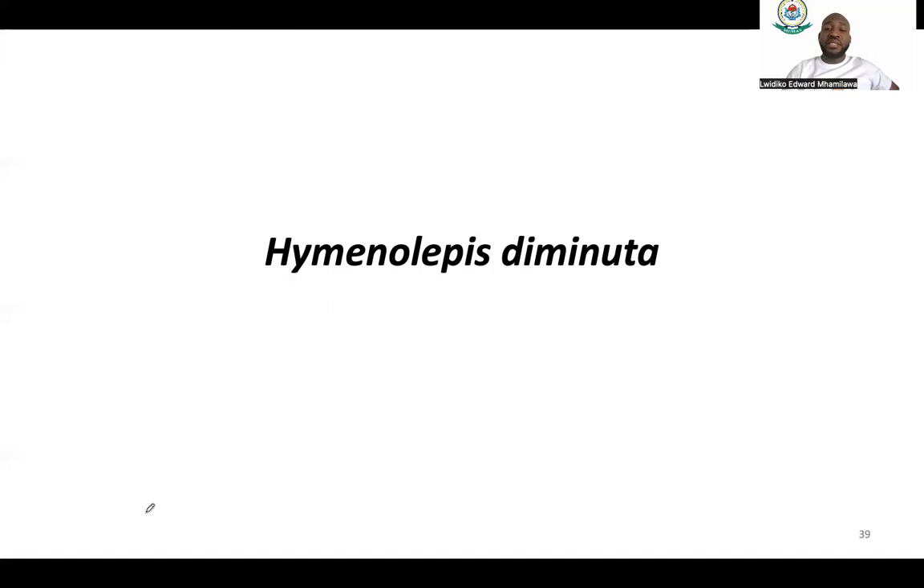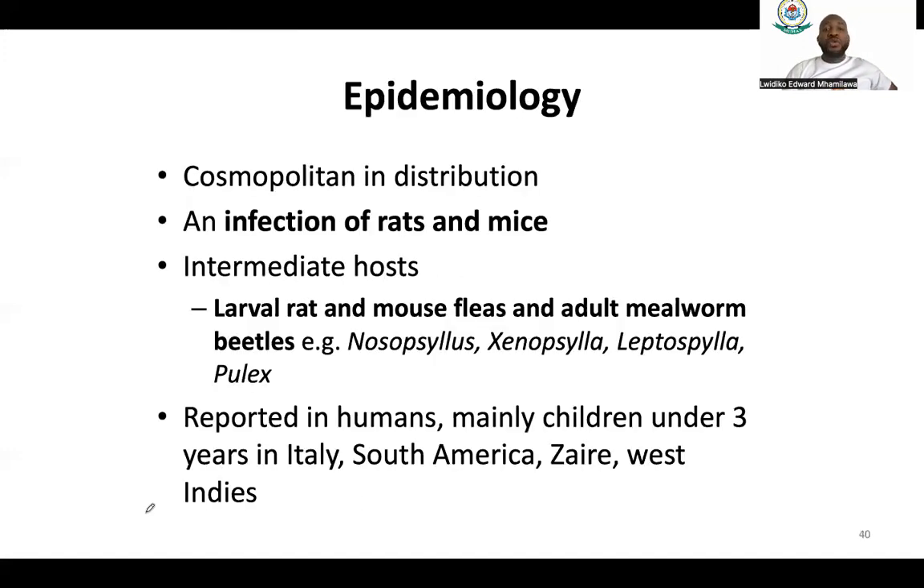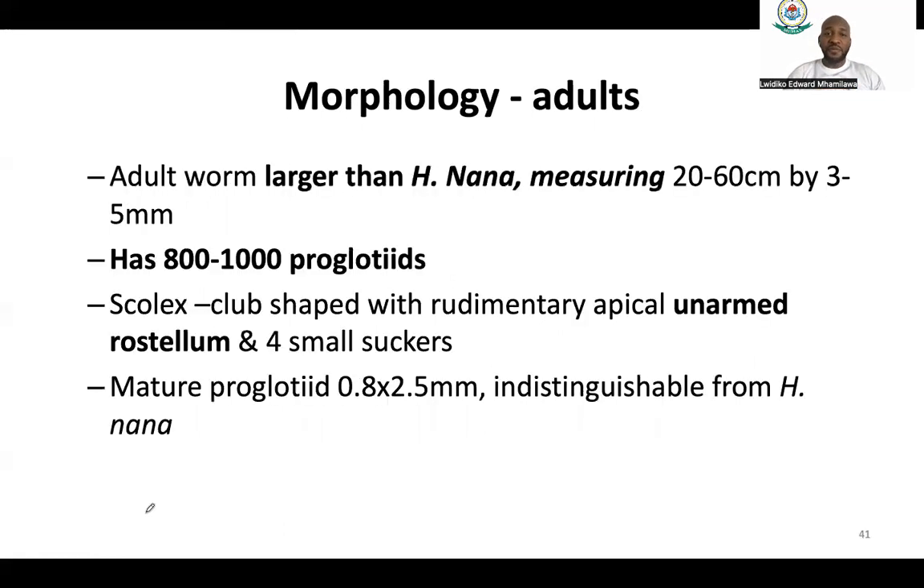Now we're into Hymenolepis diminuta, which also has a worldwide distribution, also known as cosmopolitan distribution. And the infection is also an infection of rats and mice. The intermediate hosts are fleas and adult mealworms like Xenopsylla, and these can also happen in humans. And in humans, children under 3 years old are usually most affected, and we will see why in a moment.